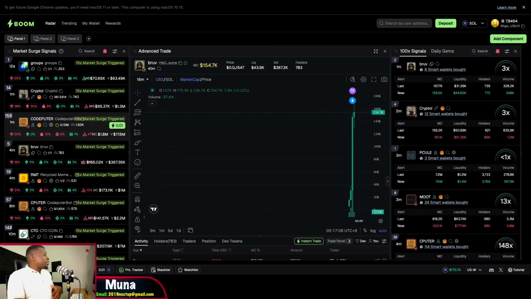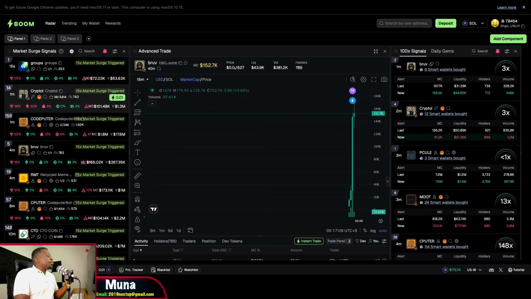Once you do that, you're going to see a lot of good trading opportunities. Do your due diligence, and sooner or later, you guys are going to figure out how easy it is to trade.